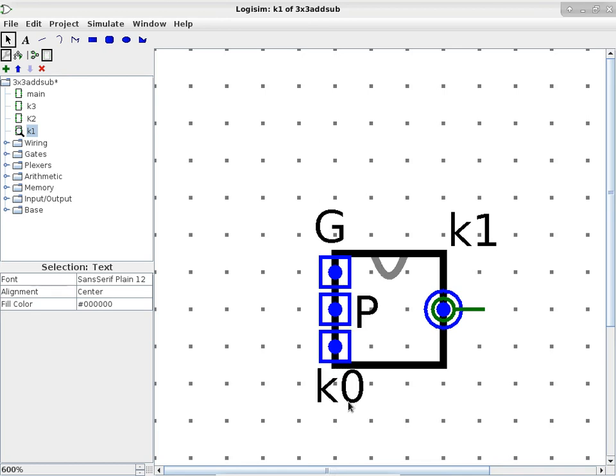Has anyone thought about, now that we know how to do adders and subtractors and also how to compare, how do we make a multiplier or a divider? Has anyone thought about it?